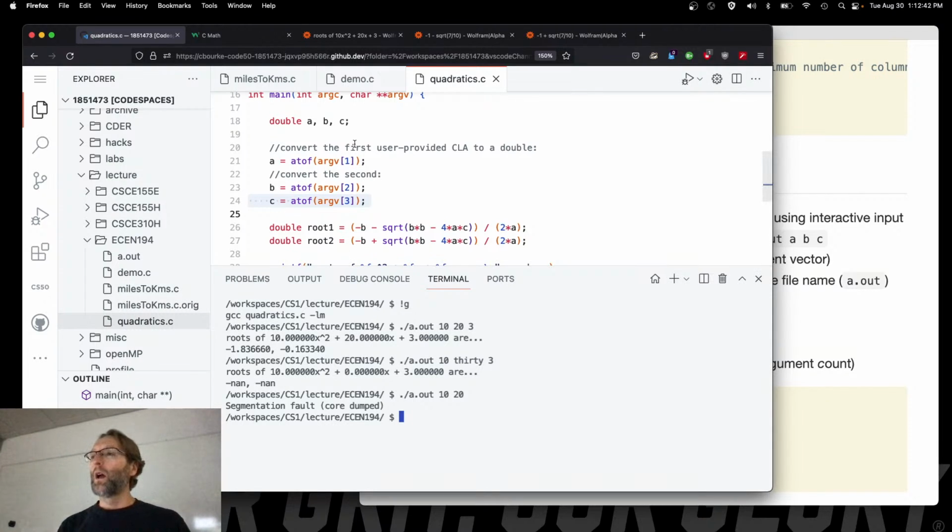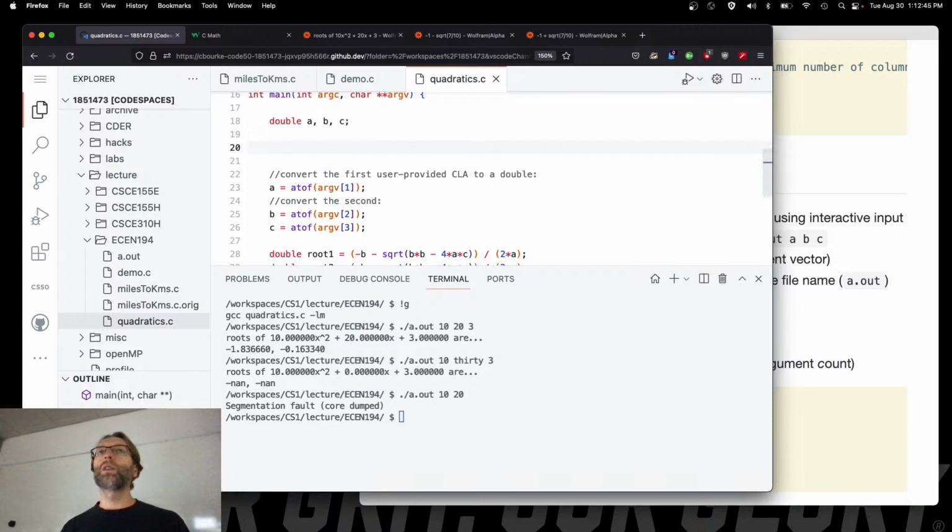How could we check to make sure that they provided enough command line arguments? argc. argc should be what? Should it be 3? 4. Why? Argument 0 is always going to be the executable file name. Then A, then B, then C. So let me put it in plain English. If argc is 4, we are good. If it is not 4, we're not good.